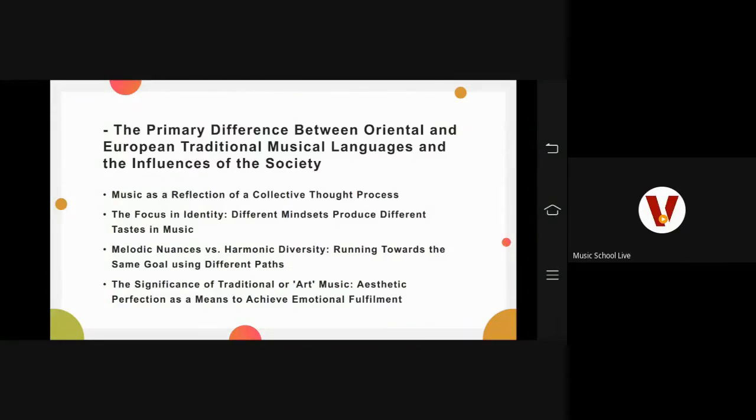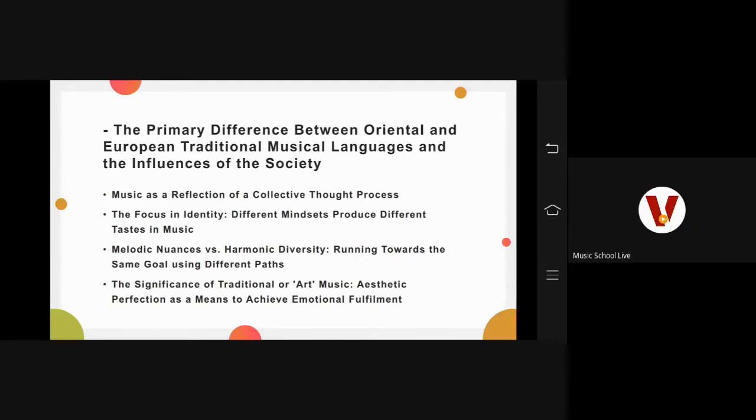So these different things create the beauty of art music. Basically, all are running towards the same goal, but we are using different paths. In that way, there is no difference. I say that there is no difference between Indian art music, European art music, Chinese traditional music, or Japanese traditional music, not in form but in the nature of any art music in the world.